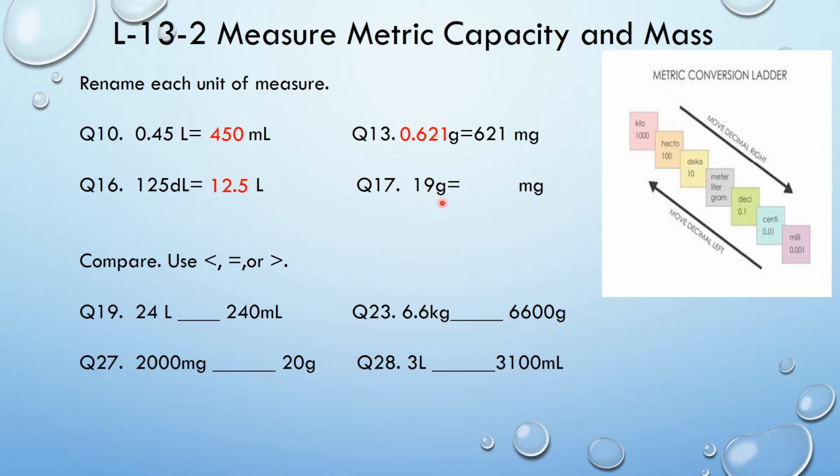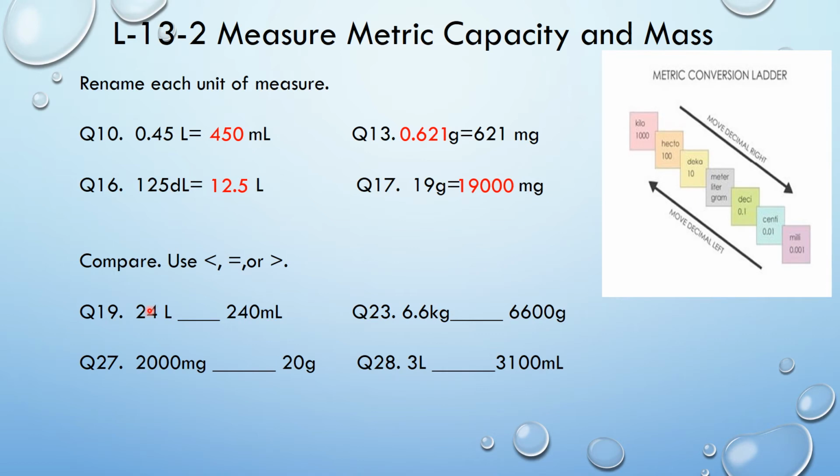Then 19 gram. Gram to the milligram. Again you can see 1, 2 and 3 steps down, right, towards right. How many zeros after this? 3 zeros again, because right. Yes, 19,000 milligrams.